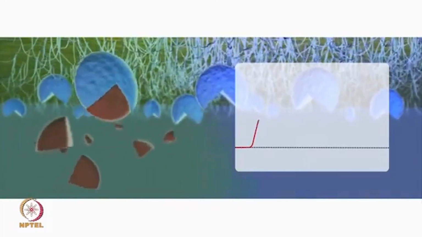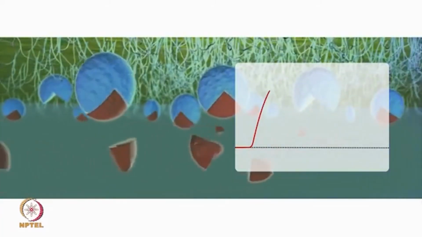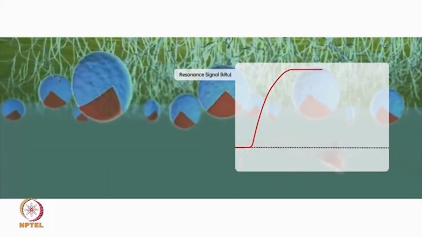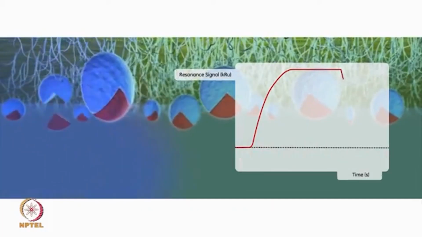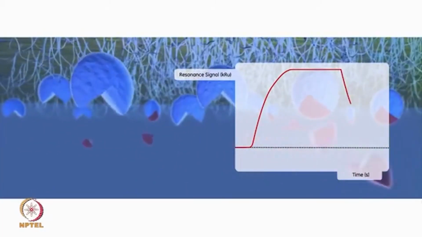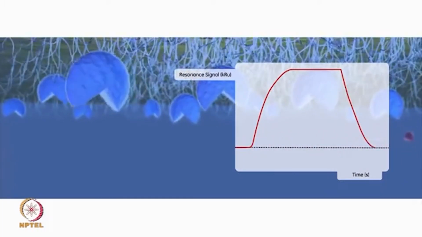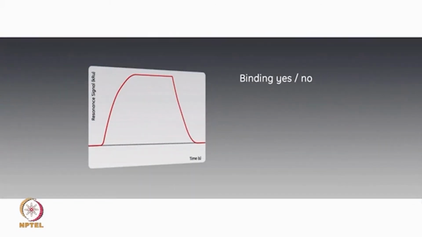The result from the detection of change in refractive index is displayed as a sensorgram, where the binding response on the y-axis is plotted against time in the x-axis. Since light does not penetrate the sample, analyses can be performed on colored, turbid, or opaque samples. From studying the shape of the sensorgram produced, binding yes or no, specificity, affinity, kinetics, and active binding concentration can be determined. The sensorgram provides real-time information about the entire interaction.